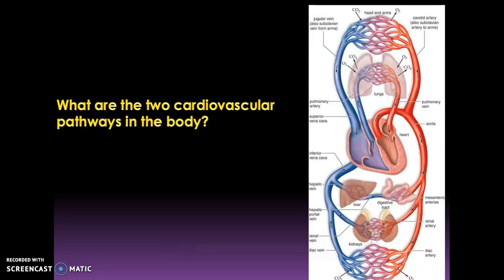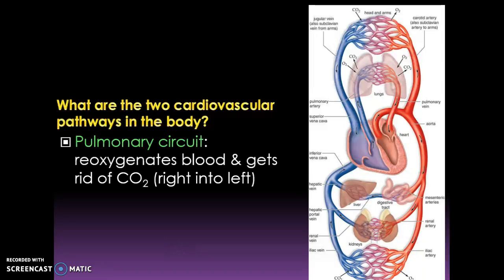What are the two cardiovascular pathways in the body? All right, it's important to understand that there are two pathways. One is going to be the pulmonary circuit. The pulmonary circuit reoxygenates blood and gets rid of the CO2. And that's going to be moving from the right side of the heart into the left.